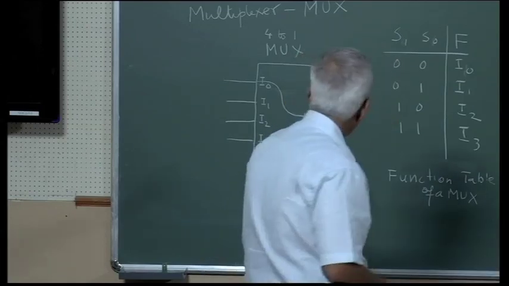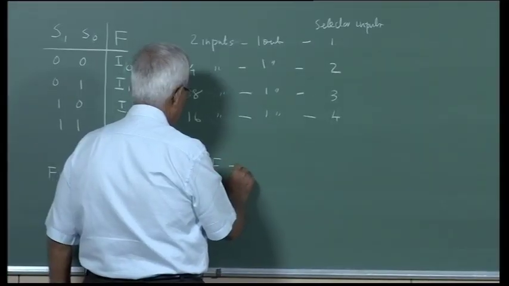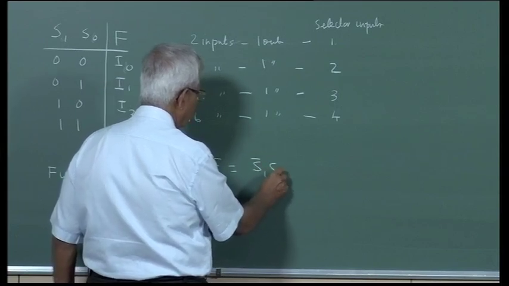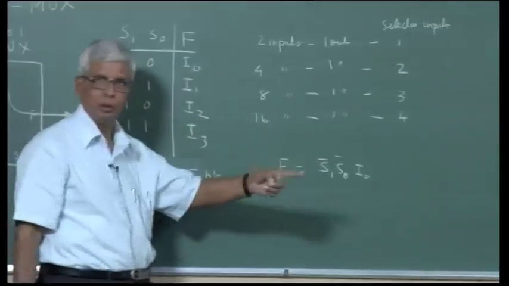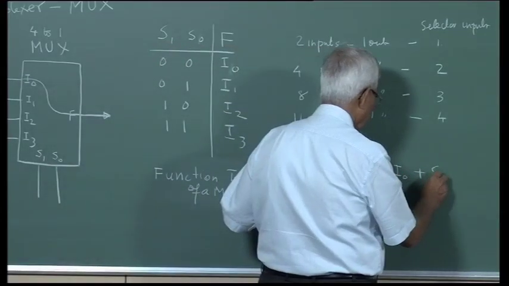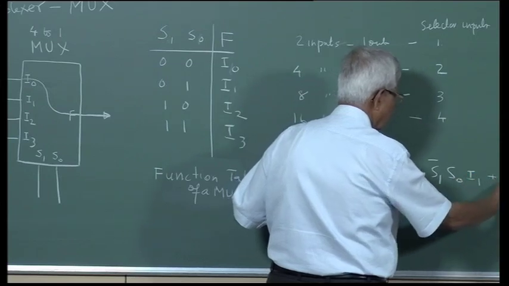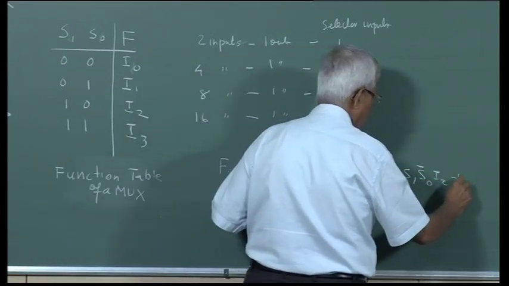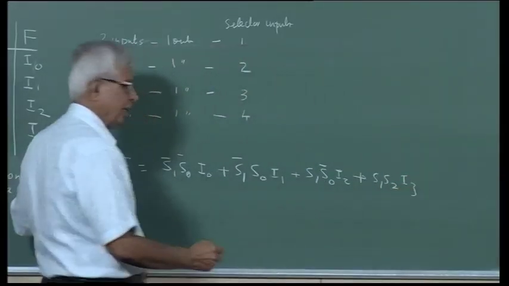Now we are saying F is S1 bar, S0 bar, and both are 0, I0. When both are 0 and the input is I0, I will have it, or I1. This is the equation, Boolean equation.